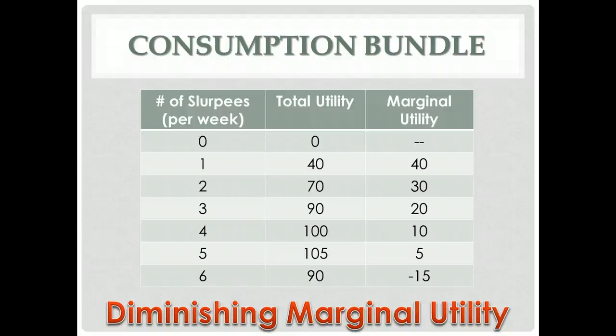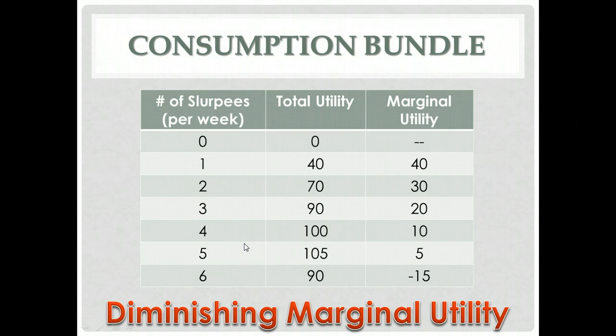So if we're looking to determine what's the maximum amount of consumption of Slurpees I should be looking into in order to maximize my happiness, the answer would be 5. Not only because that's my greatest total utility, but it's the last unit where I had a positive marginal utility. When I went from 4 Slurpees to 5, I increased happiness by 5 utils, but when I went from 5 Slurpees to 6, I actually lost 15 units of happiness. So we're going to continue to consume until our marginal utility ceases to be positive.